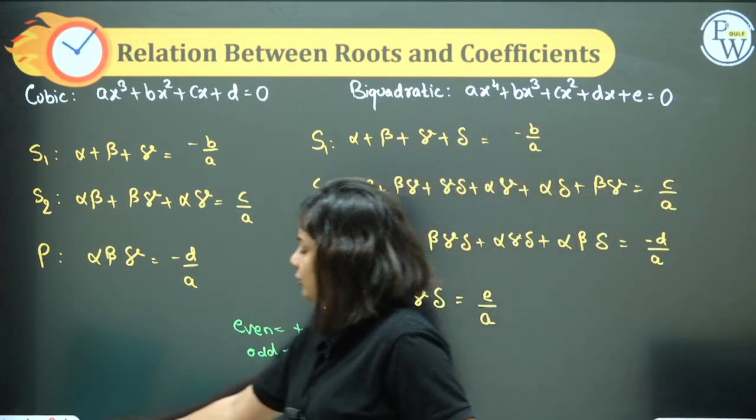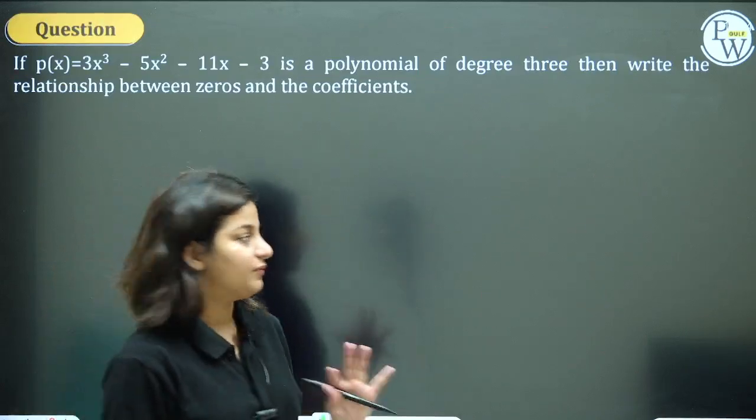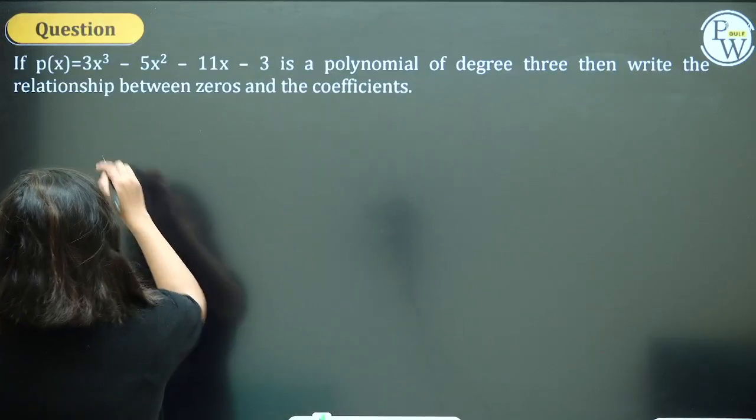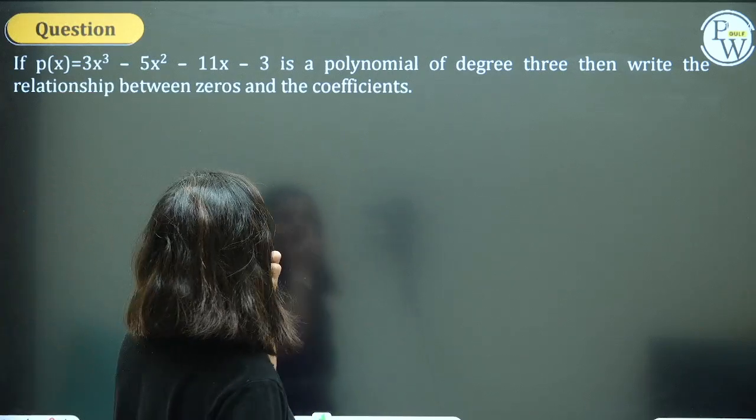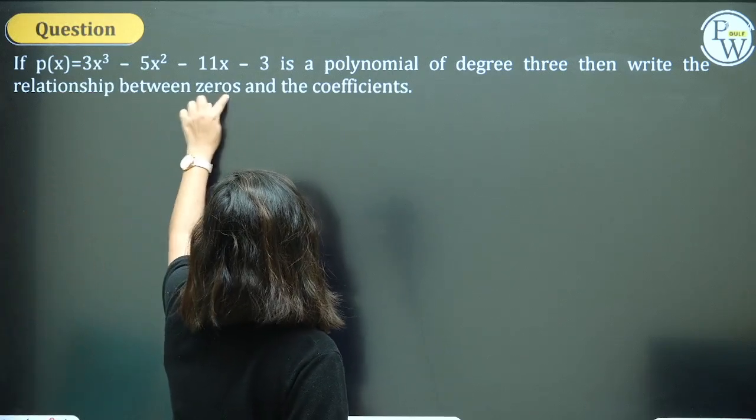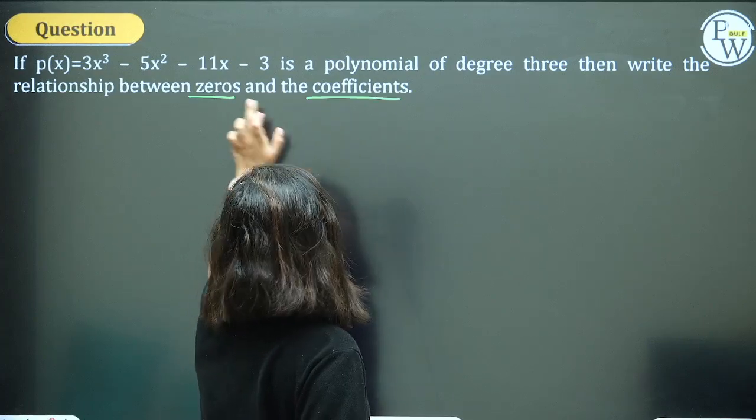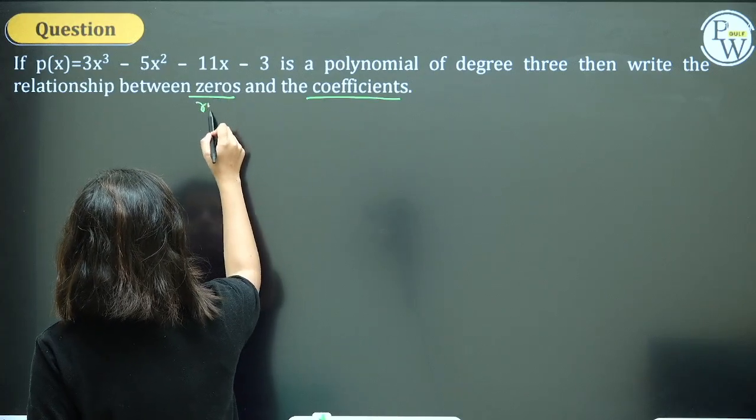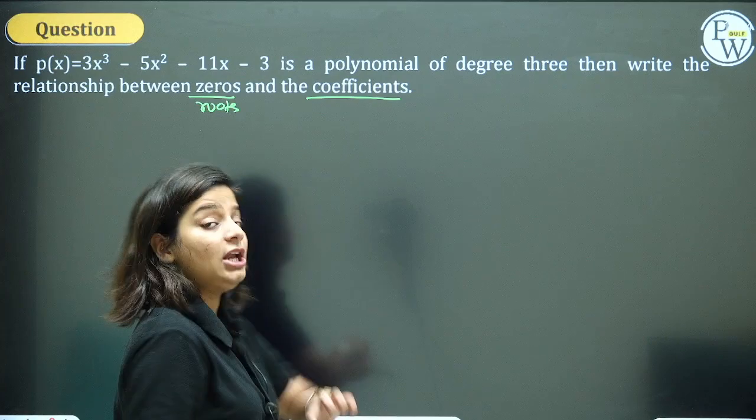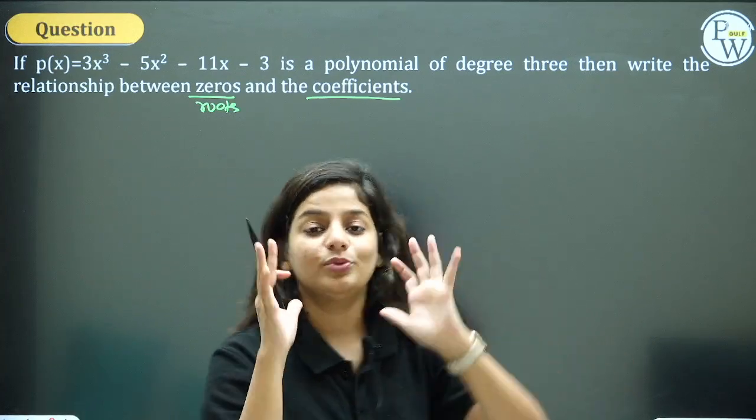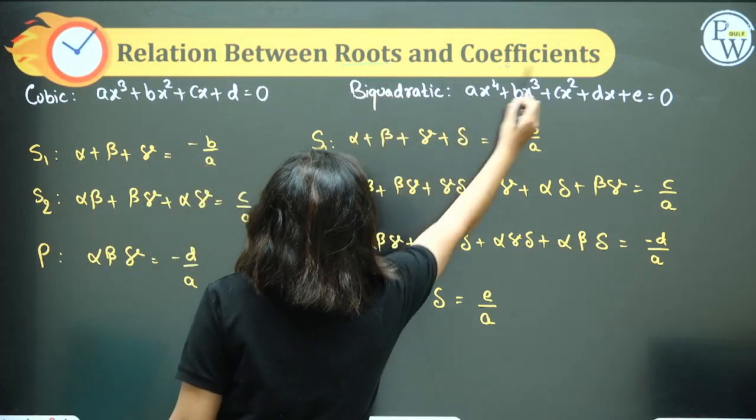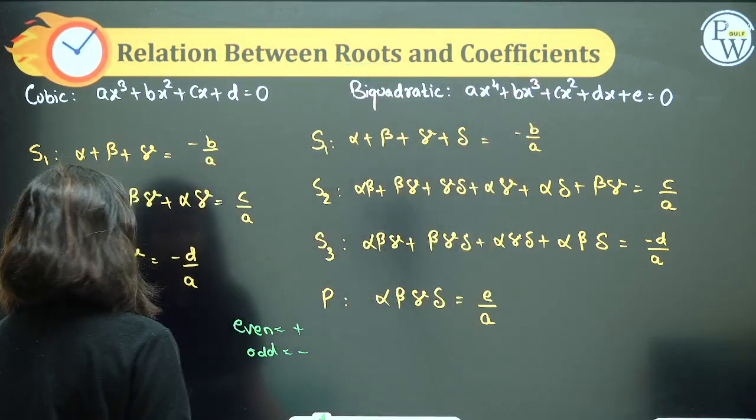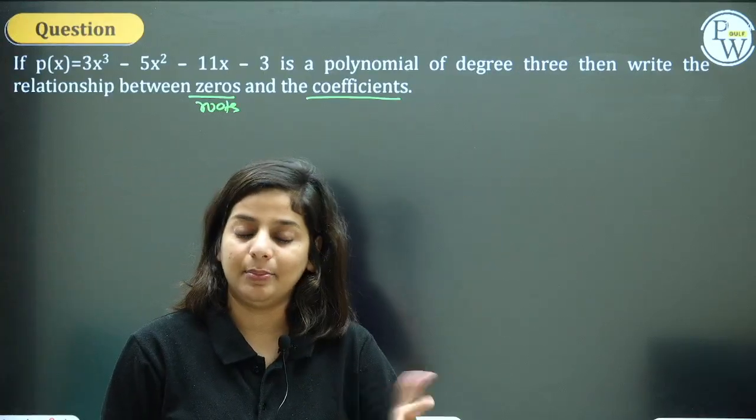With this, you can also attempt questions of that sort. Here is a polynomial equation, a cubic equation, and we have to write the relationship between zeros and coefficients. What do you mean by zeros? You have to write the relationship between roots and coefficients. We just saw the relationship between roots and coefficients, right? Relationship means you have to write the sum and product thing.